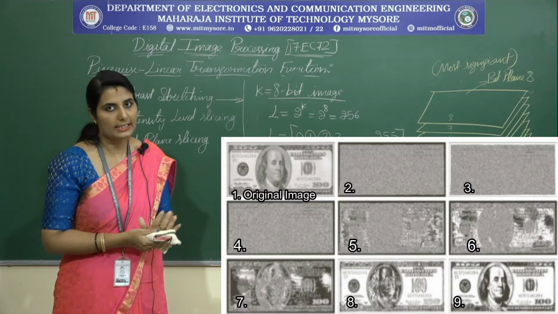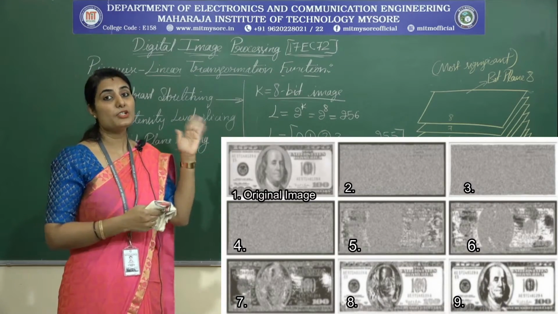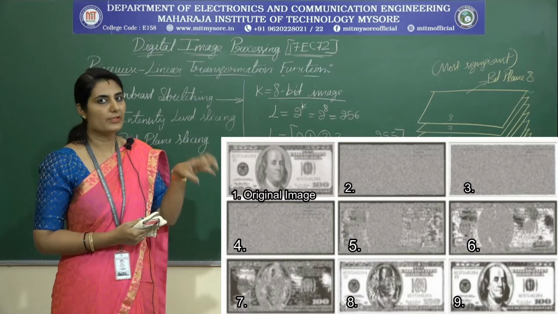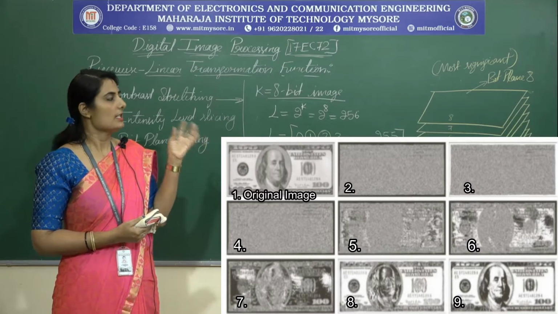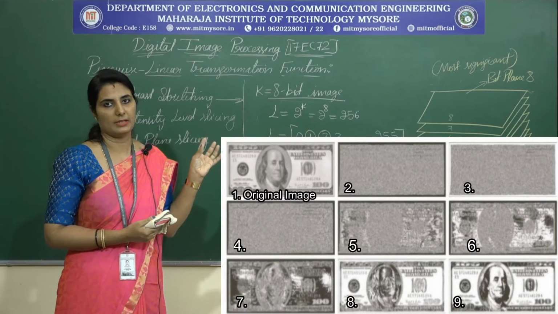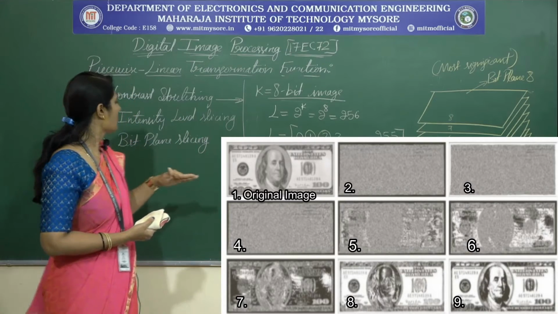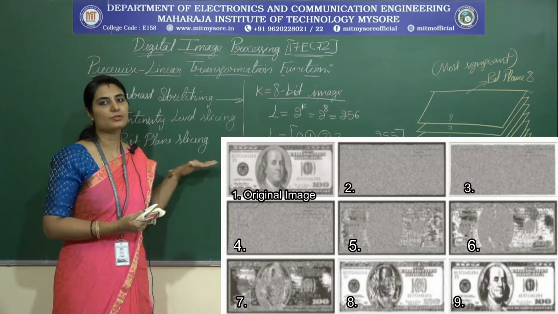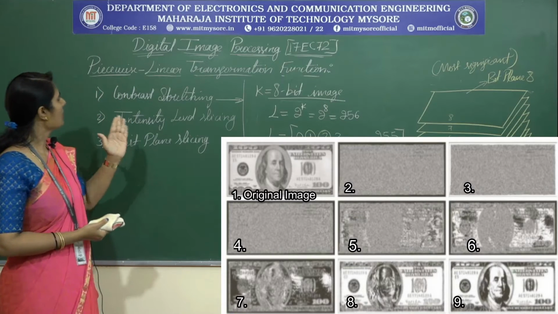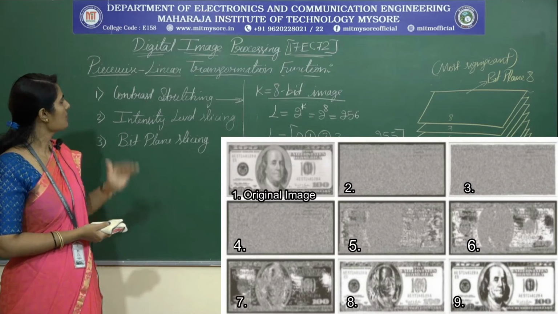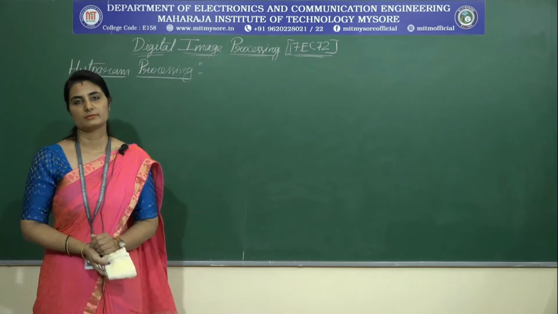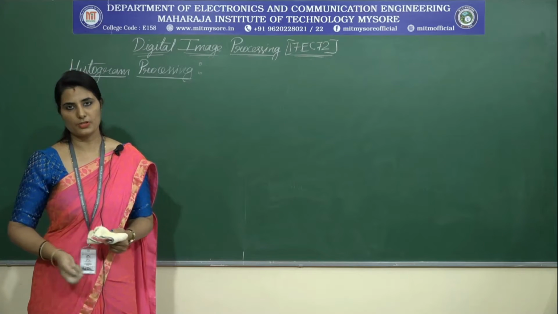As well, using the most significant bit planes like bit plane 6, 7 and 8, we can reconstruct back the original image. Okay, so if we use higher order bit planes, we can reconstruct back the original image. Otherwise, with lower order bit planes, we cannot reconstruct the original image. Okay, so this is all about bit plane slicing, which is usually used in compression. So this is all about the functions performed under piecewise linear transformation functions. Next is histogram processing.